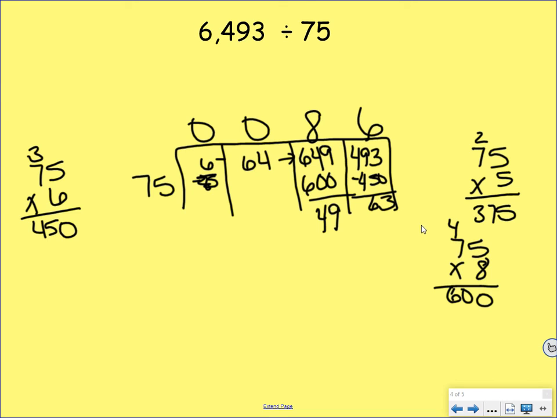Wow, that's a big remainder. Is that right? No, because 9 minus 5 isn't 63 or 6, it's 4. 4, that's a 4. 43. So my remainder is 43. 86 with the remainder of 43.